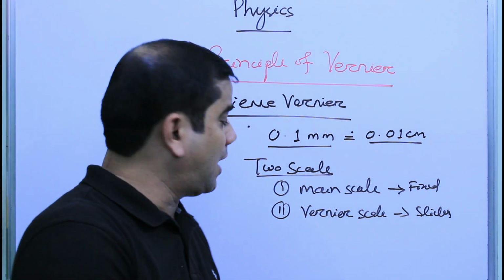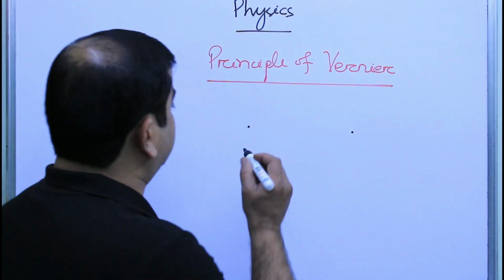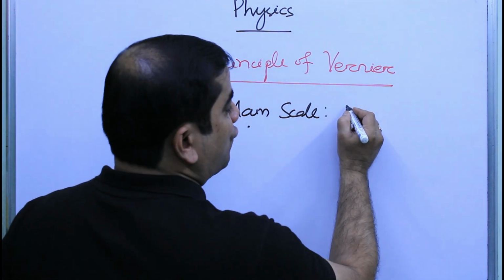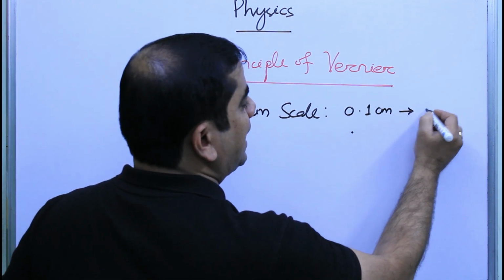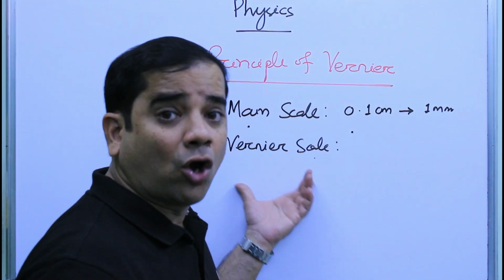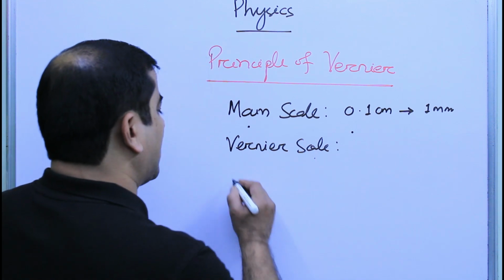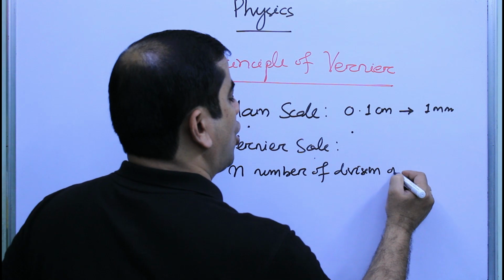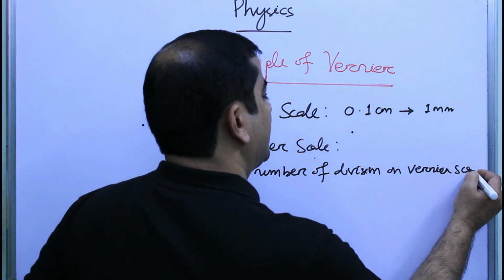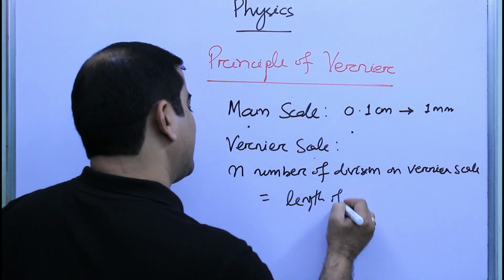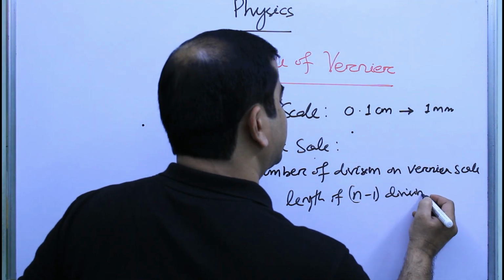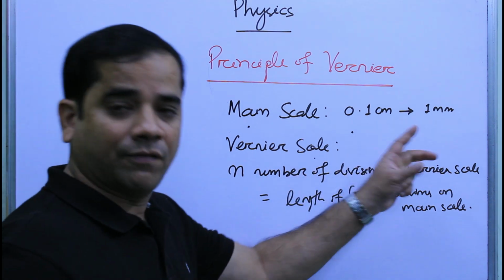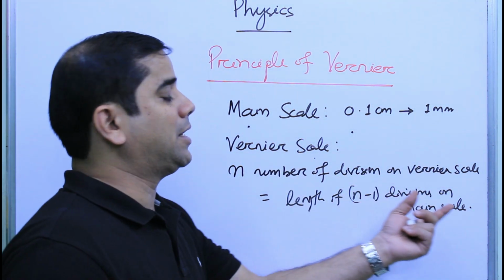So let us now discuss the main scale and the Vernier scale. As we have discussed, there are two scales. The main scale is graduated with divisions of value 0.1 centimeter, or we can say 1 millimeter each. And the graduations on the Vernier scale are such that the length of n number of divisions on Vernier scale is equal to the length of n minus 1 divisions on main scale. So if we take the length of n number of divisions on Vernier scale, that would be equal to the length of n minus 1 divisions on main scale.